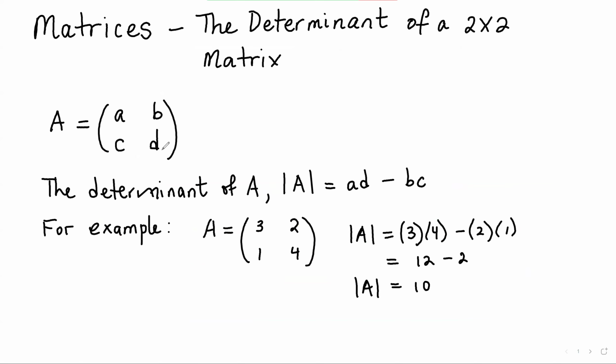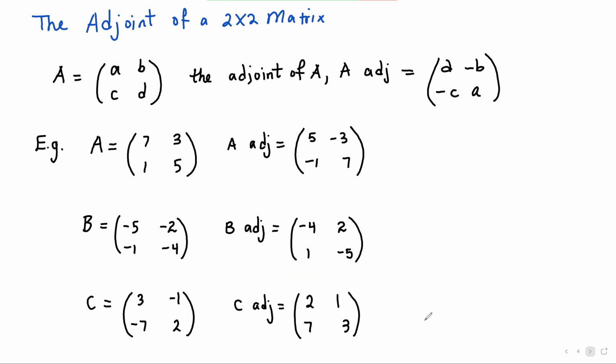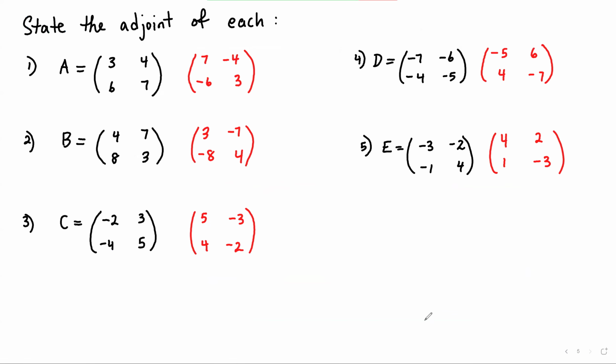So A times D, take away B times C. Right? So now we're going to bring all of that together in stating the inverse of a matrix. Now, by the way, you can only find the inverse of a non-singular matrix. The inverse of a singular matrix does not exist, and you'll see why shortly.